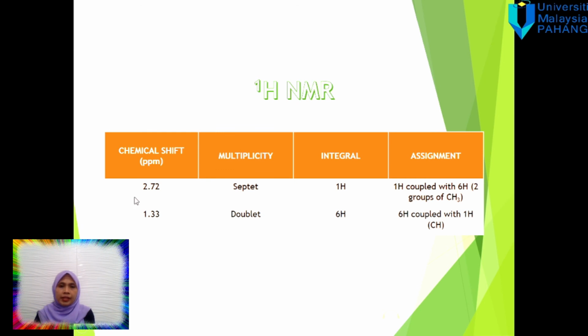Next is the proton NMR signals. They have 2.72 and 1.33. I just said that 1.33 is always the CH3 region, a fixed region. Why 6H? It means they have 2 groups of CH3. And 2.72 is the region for methyl, methylene, and methine, the fixed regions. You have to memorize that. Based on this region, this is the region for CH. The integration is also 1H, which confirms that only CH is present.